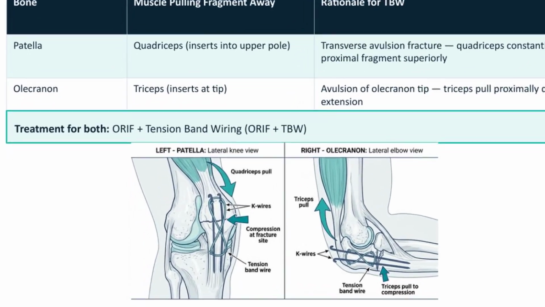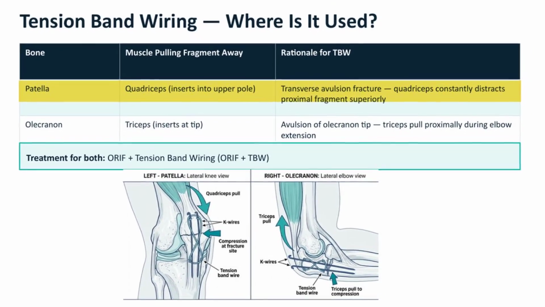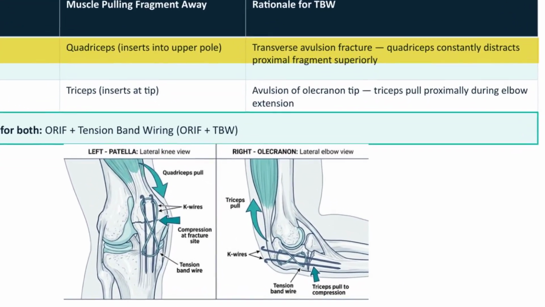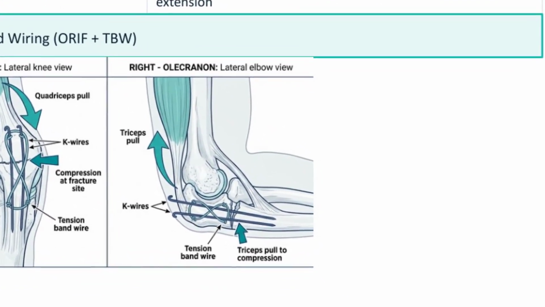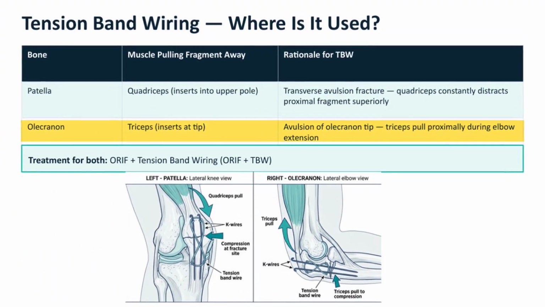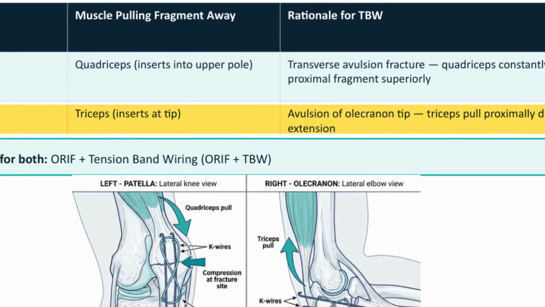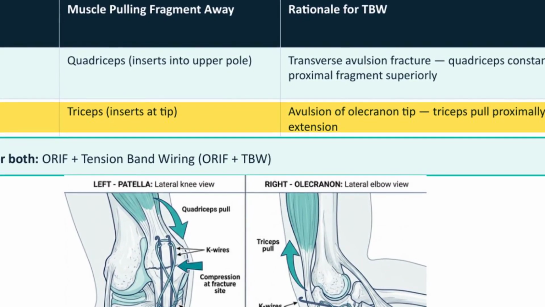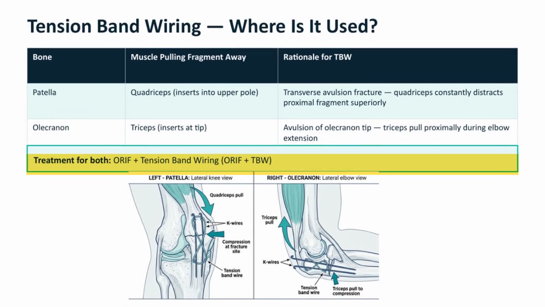Where is tension band wiring used? For the patella, the muscle pulling the fragment away is the quadriceps. The rationale for tension band wiring is a transverse avulsion with a strong superior pull. For the olecranon, the muscle pulling the fragment away is the triceps. The rationale for tension band wiring is an avulsion of the olecranon tip with a strong proximal pull. For both of these fractures, the technique is open reduction plus internal fixation plus tension band wiring, written as ORIF plus TBW.